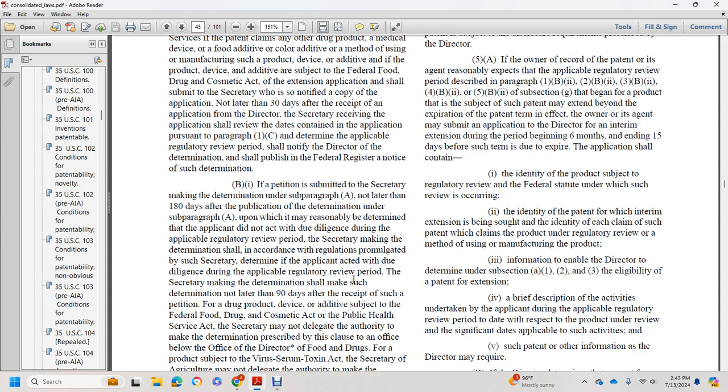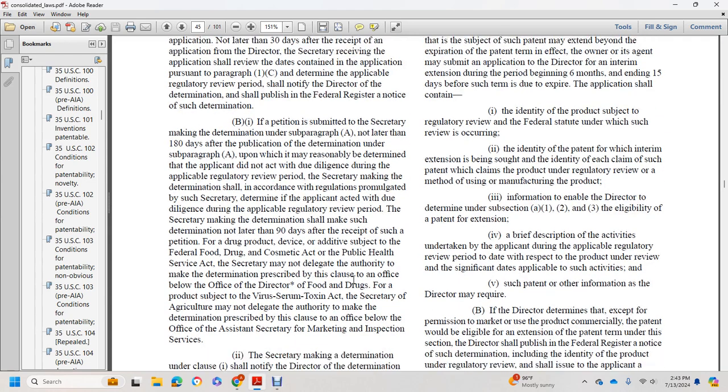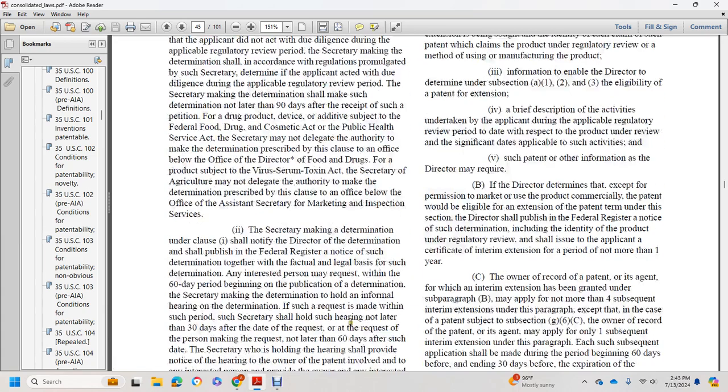The Secretary making the determination shall make the determination no later than 90 days after the receipt of such petition, for a drug product, device, or additive subject to the Federal Food, Drug, and Cosmetic Act or the Public Health Service Act. The Secretary may delegate the authority to make the determination to the Office of the Director of Food and Drug. The Secretary of Agriculture may delegate the authority to make the determination to the Office of the Assistant for Marketing and Inspection Services.